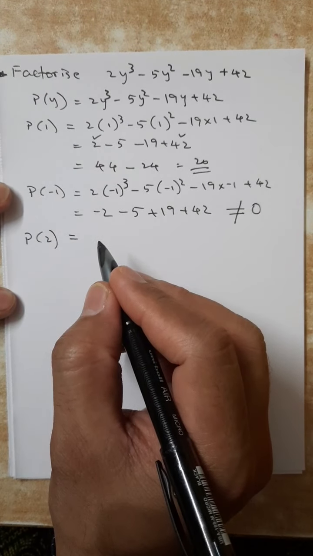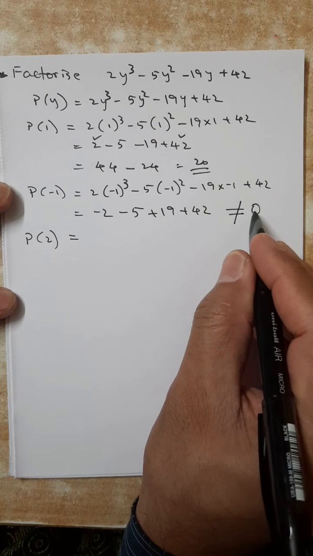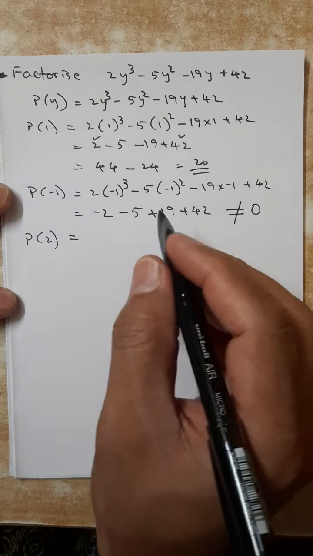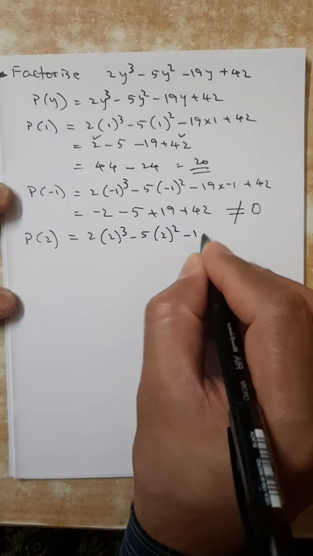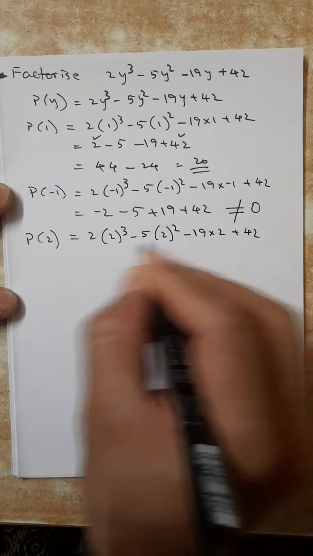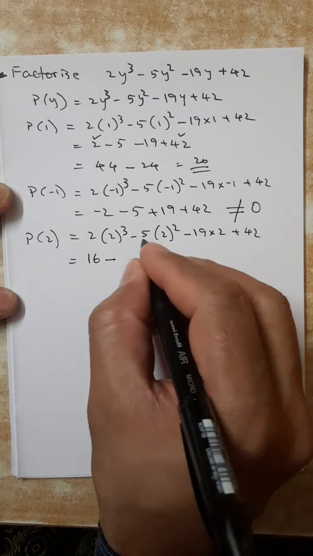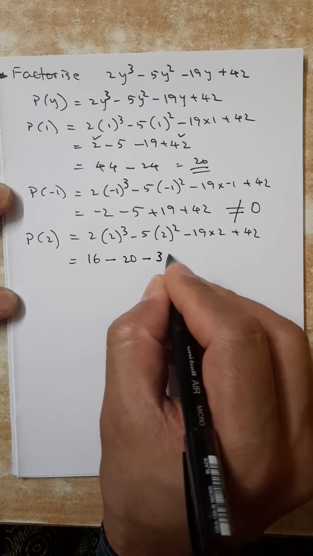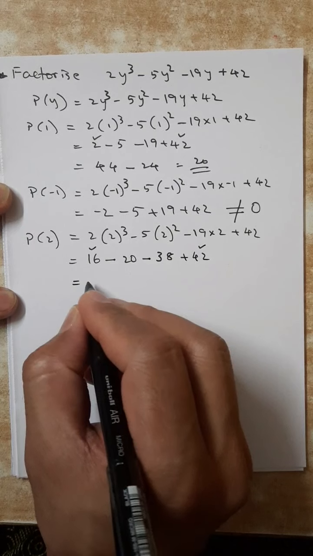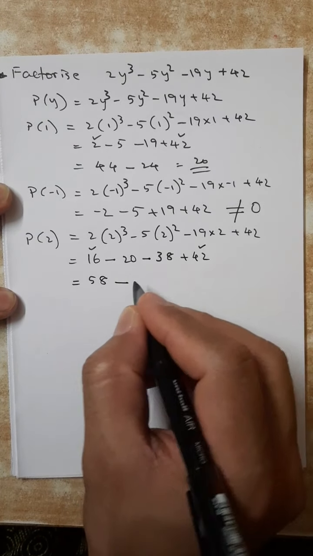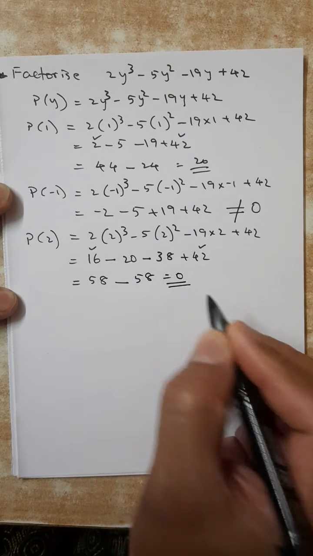Are you understanding? We are going to reject it. If you are rejecting a value of y, we have to calculate and check whether 0 is coming or not. No chance of getting 0 here. So p of 2: 2 into 2 cube minus 5 into 2 square minus 19 into 2 plus 42. 2 cube is 2 into 2 into 2, 8, 8 into 2 is 16, minus 2 square is 4, 4 fives are 20, minus 38, plus 42. 42 plus 16 is 58, minus the negative numbers, 58 minus 58, 0. P of 2 is 0.